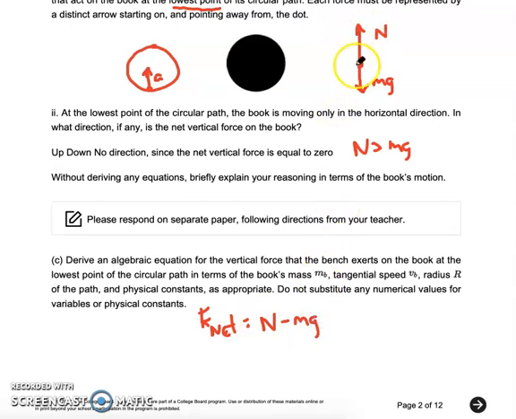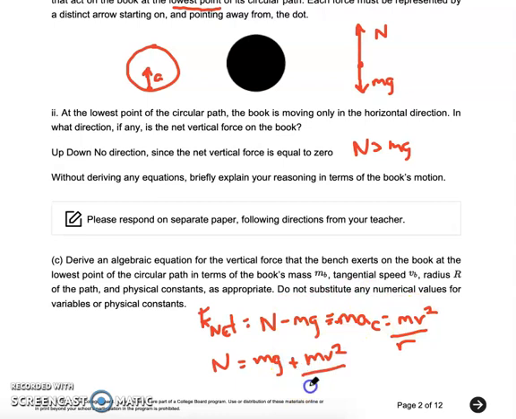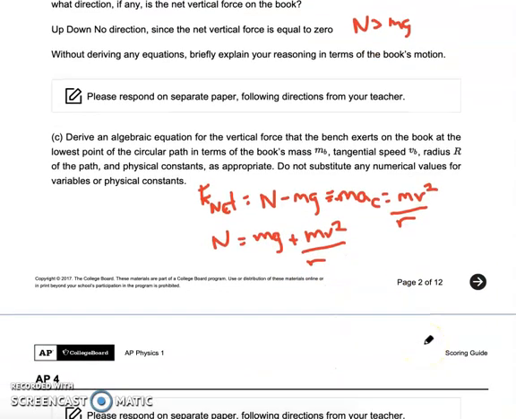Why that? Because I know that the normal force has to be bigger than the weight in order to accelerate inward. And what am I going to set that equal to? Well, ma. Since this is moving in a circle, it's a centripetal acceleration, so I can translate that to mv squared over r. So what am I solving for? I'm solving for N. So N is going to be mg, I'm going to add it to the other side, plus mv squared over r. So there's our derivation.